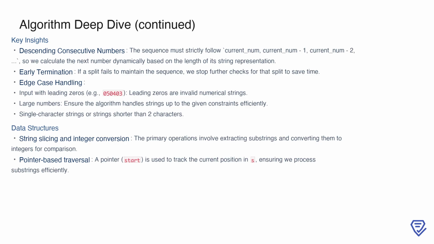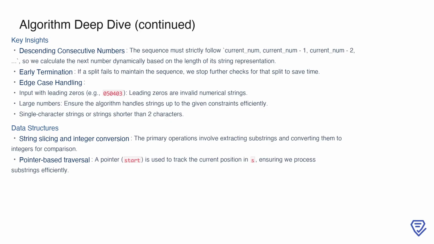This approach relies on a few key insights. First, the sequence must strictly decrease, so we dynamically compute the next number based on the current number's value and length. This ensures precise substring extraction. Second, if a split fails to maintain the sequence, we terminate early for efficiency rather than continuing with invalid checks. Additionally, edge cases are important to handle, such as strings with leading zeros, which are invalid, and very large numbers, which the algorithm must process efficiently. Finally, single-character strings, those shorter than 2 characters, are straightforward to reject.